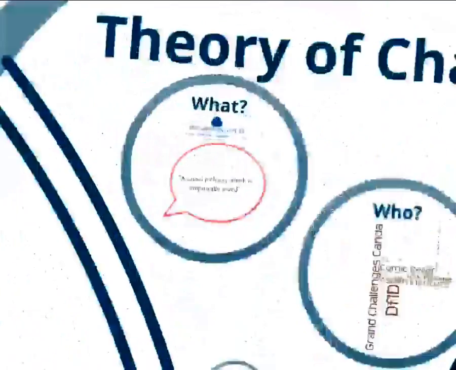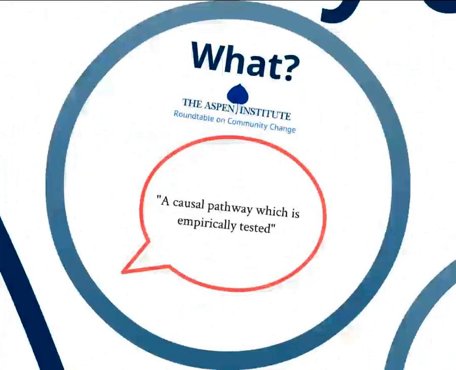So, as I said, theory of change is a causal pathway which is empirically tested. It was initially developed for broad use in the 1980s by the Aspen Institute in the United States of America, and they particularly used it for complex community initiatives. They used it to develop and evaluate initiatives at a community level.